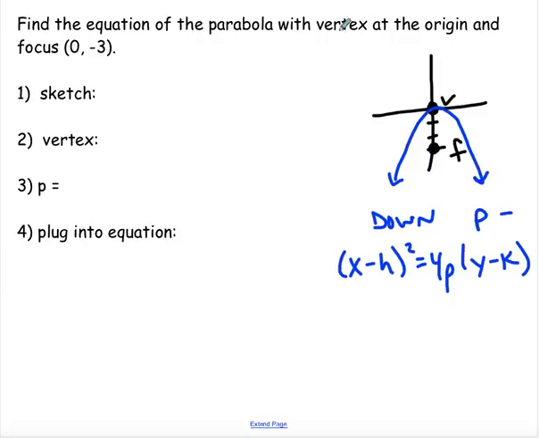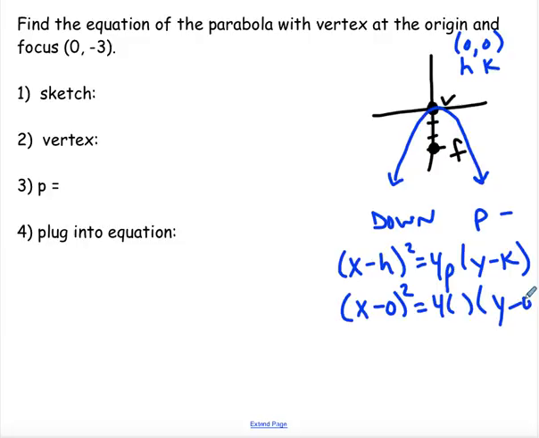Right now we know that the vertex is at the origin, so we know our h and our k. So we know it's going to be (x - 0)², and then it's going to be 4 times something, and then (y - 0). We need to figure out what p is. Again, p is the distance from vertex to focus. But also remember, in this case, p should be negative because it's opening down. And it's what distance away? 1, 2, 3, -3. So put a -3 in for p.